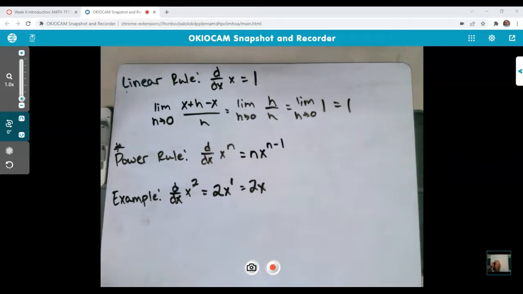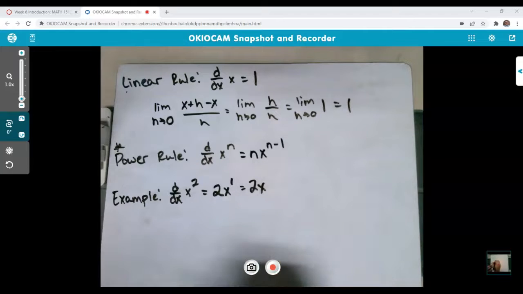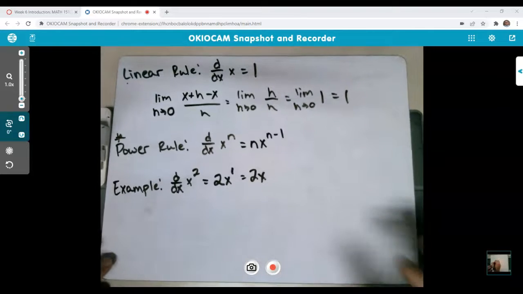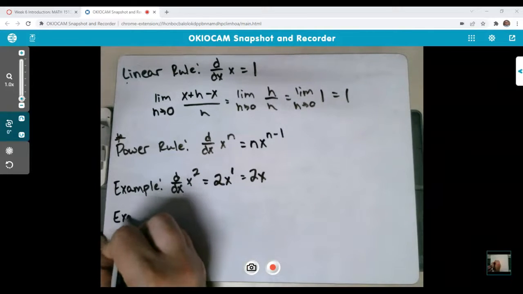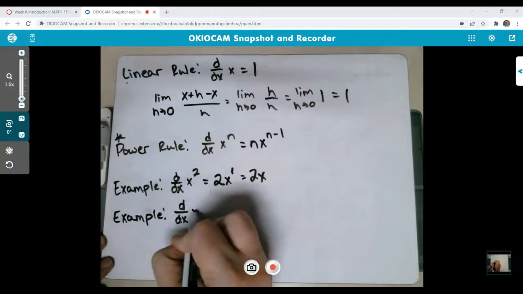Again, we did this the long way before now, but now we can do it using this rule here. Let's do another example. Let's do the derivative of x to the third.